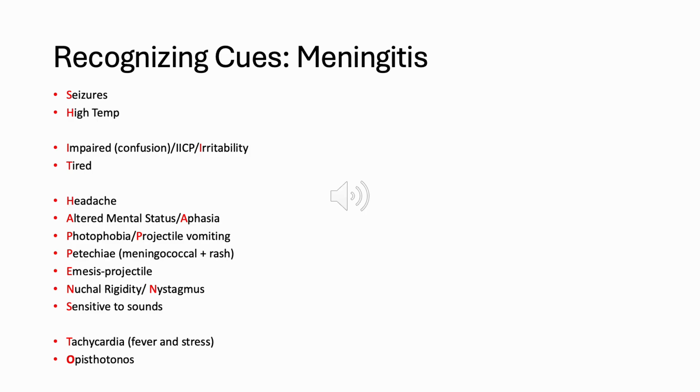Emesis, projectile vomiting. Nuchal rigidity, we've talked about, that's a stiff neck. Nystagmus, remember that's the involuntary movement of the eyeballs. Sensitive to sounds, that's phonophobia. Tachycardia, because the body's under stress. And opisthotonos, and that's when the body arches really. If you Google it, you'll see some cool pictures of that sign.